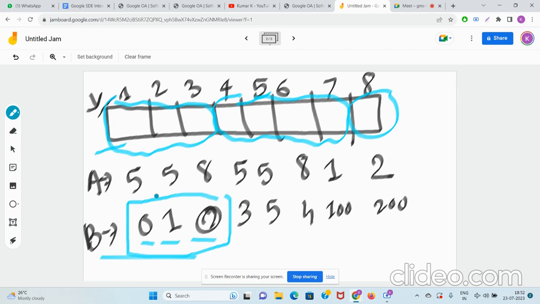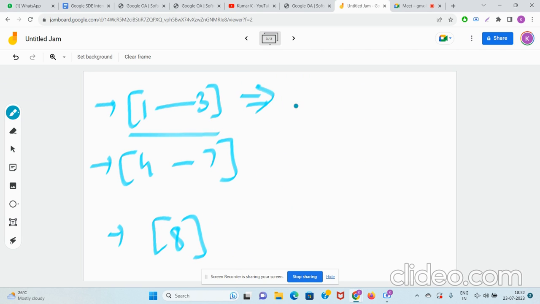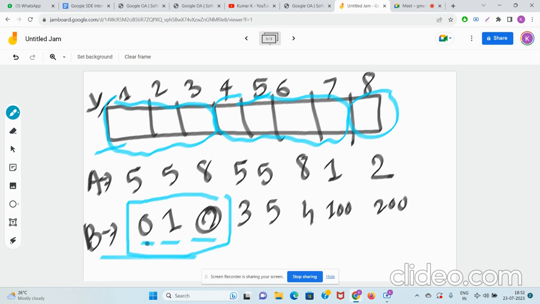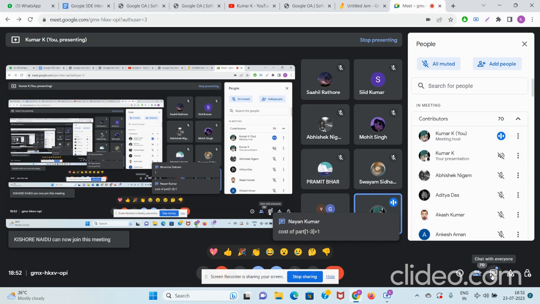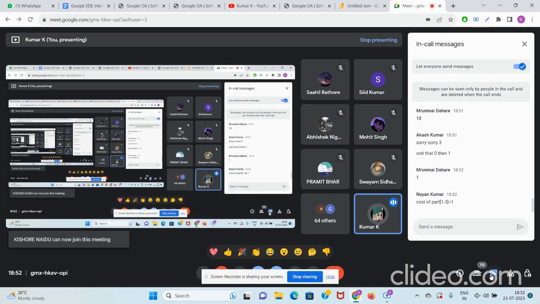Use your brain. Guys, now everyone start telling me what will be the cost of partition 1 2 3. It will be only 1, because the answer will be 0 plus 1 plus 0. Everyone start writing 1. Don't waste a single second.